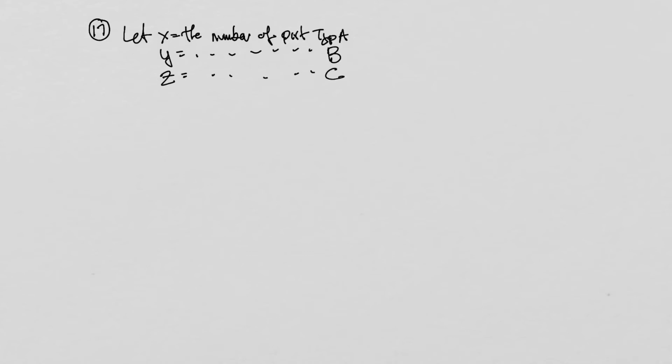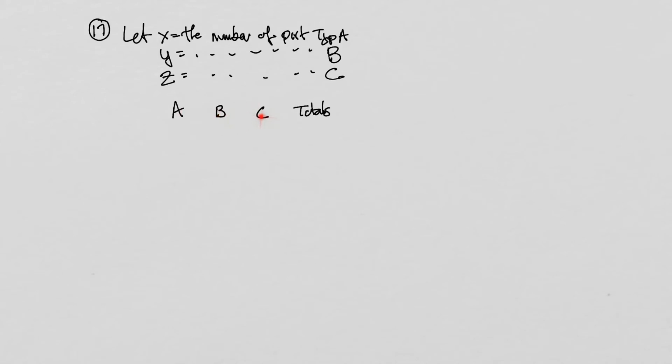So why don't we do this? Why don't we let X equal the number of, now we have 3 types of parts, part type A. Y, this will be the number of part type B, and Z, this will be the number of part type C. So here's our categories. We have A parts, B parts, C parts, and then totals. Now here you could write, if you liked, X, Y, and Z.